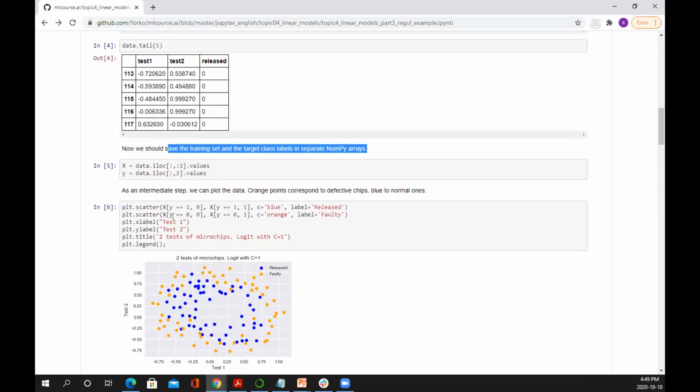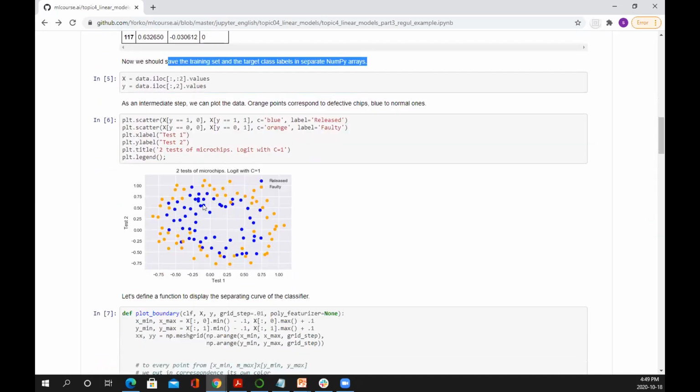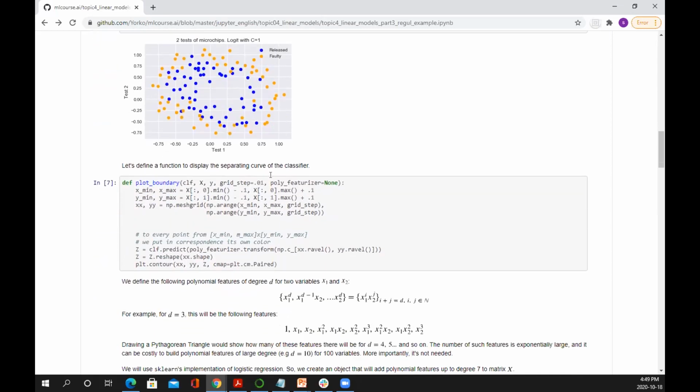And here we create the plot of the data. Orange is what we organize as defective, and blue we mark as the normal data set. You can see the blue is normal and orange is the defective one, and it's labeled by released and faulty. Next, we separate the classes. Basically, we create a boundary for that.